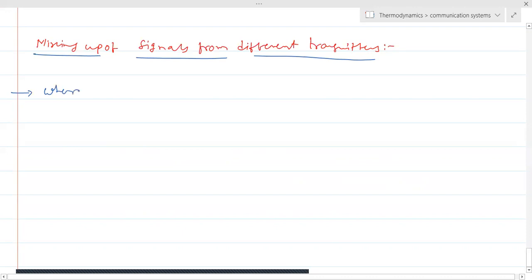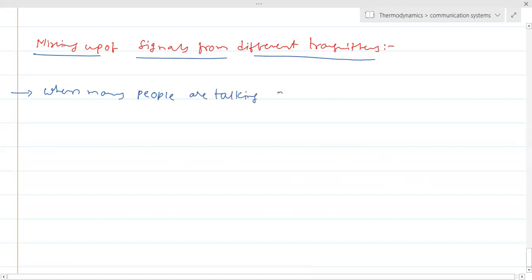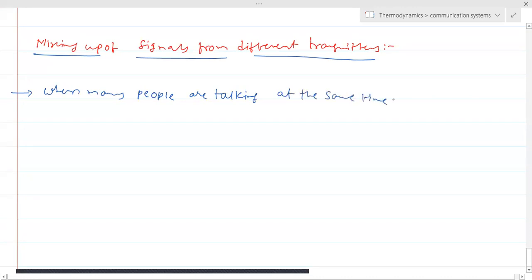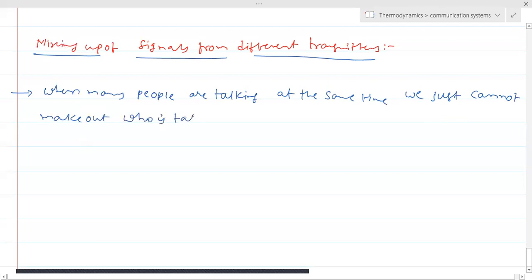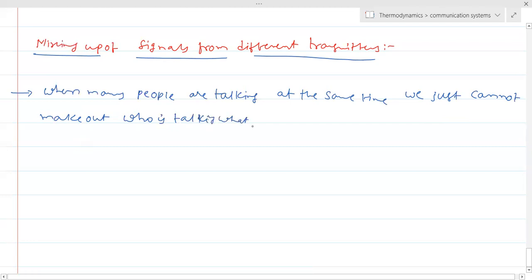When many people are talking at the same time, we just cannot make out who is talking, what. ఎవరేం మాట్లాడుతున్నారు అర్థం కాదు.